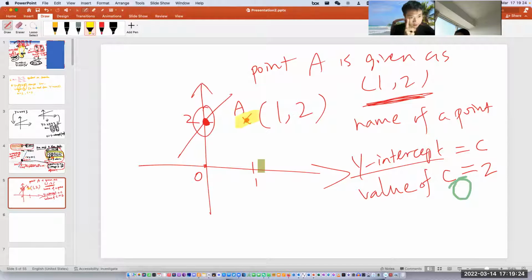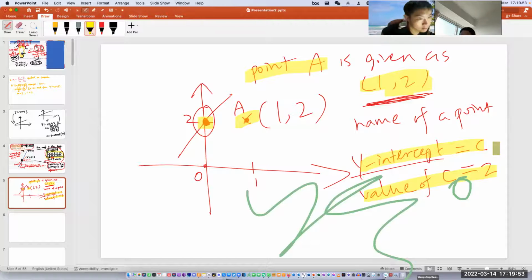This one is a point. It depends on how the question asks you. If they ask you for point A, you give it in this format. But if they ask you for the y-intercept, which is C, and which is a value, then you need to give a value. The value is 2 in this case. Are you clear? Value and point, two different concepts.